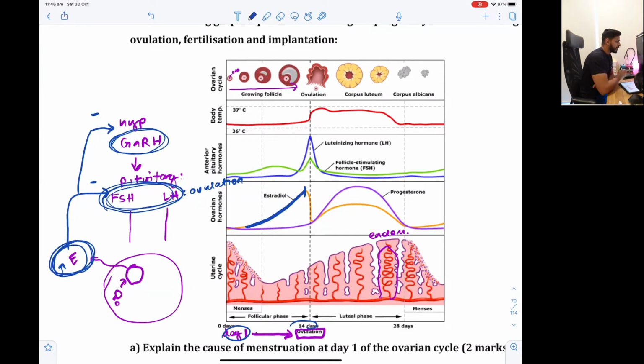Very good. Why are LH and FSH low though? Why are they fluctuating but relatively low? Who can tell me? It's a very valid exam question. Identify why LH and FSH are low during the follicular phase, which is the first 14 days. Any ideas? Pranav? Is it because the estrogen is required at a steady rate, so the FSH and LH are constant?